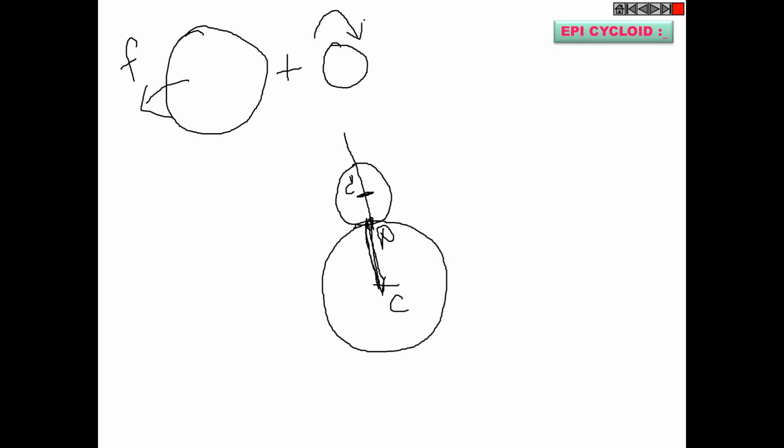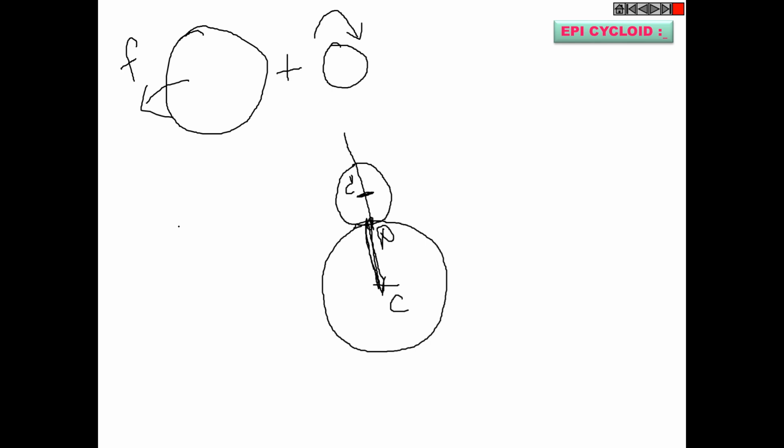Fine. So now this smaller circle can rotate either in a clockwise manner or in an anti-clockwise manner. If nothing is given about the rotation of the circle, I will assume that the smaller circle is rotating in a clockwise manner. Now there are some technical names of these circles.